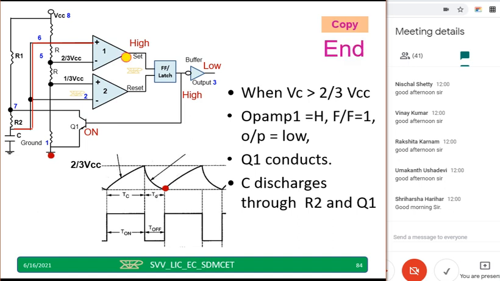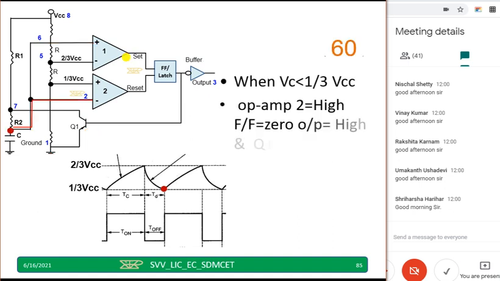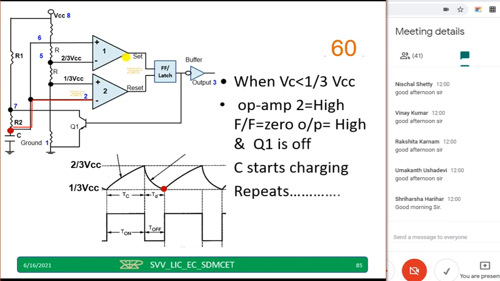After this, when VC becomes less than 1/3 VCC, op-amp 2 will give high, flip-flop will become 0, output of the timer becomes high, and Q1 is off. Therefore again C starts charging. This is high, and because of this high, this is low. Because reset, output timer is high, and transistor becomes off. When transistor becomes off, C starts charging. So this we have discussed in the previous class. Once again I am doing a revision for your reference. Try to understand. It's very simple.